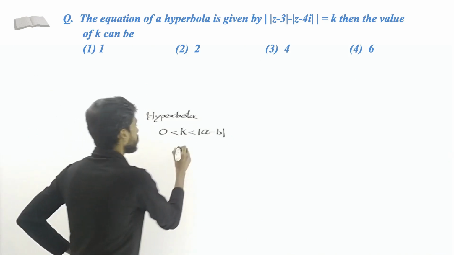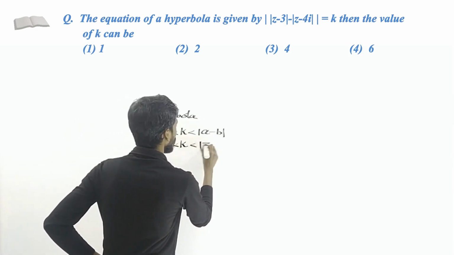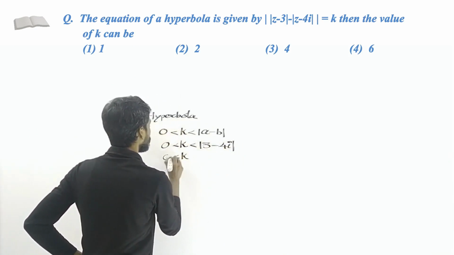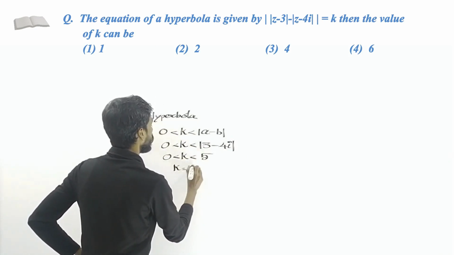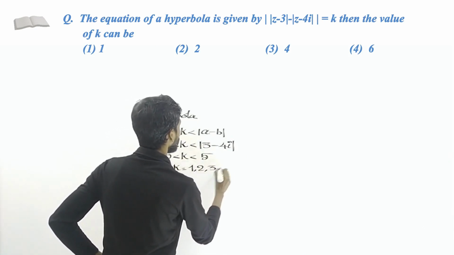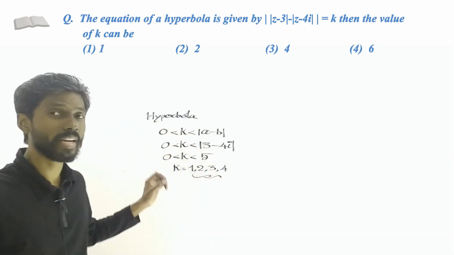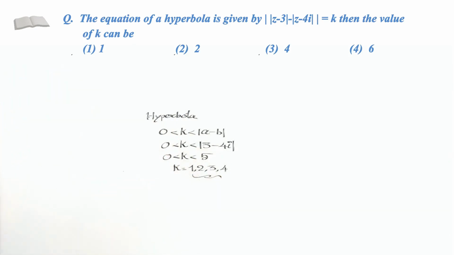So that's all. In this case, k is less than modulus of a minus b, where a is 3 and b is 4i, right? So that means k lies between 0 and 5. So the integer values of k can be 1, 2, 3 or 4. These are the only possible integer values of k for which this equation represents a hyperbola.